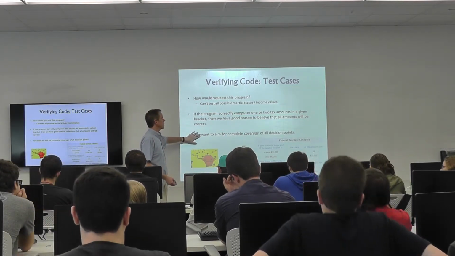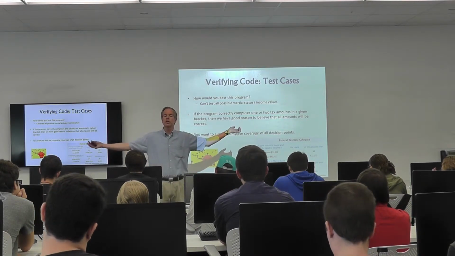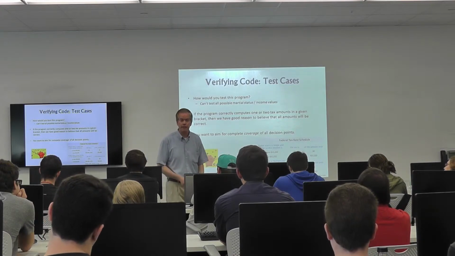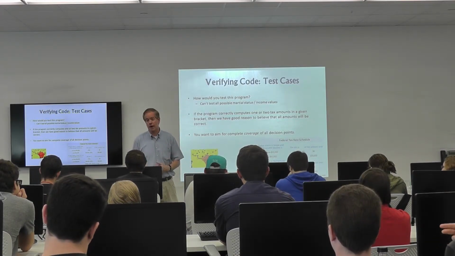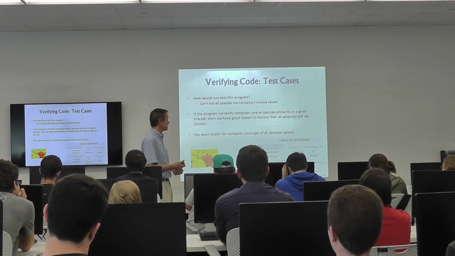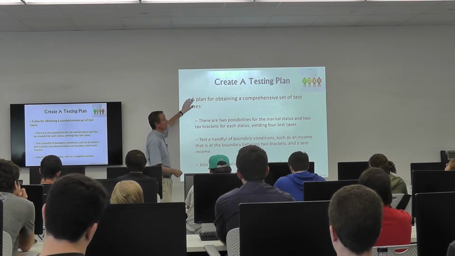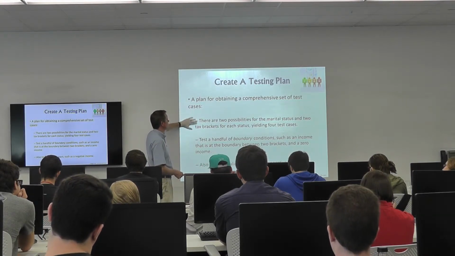Okay? But here's the trick, and it's the magic word, coverage. We want to make sure that we have good coverage. So when we pick our test cases, we pick what values we're going to test our tax program with. We want to make sure that those are the values that are most likely to break. All right? So that's going to be the key thing there. We need to come up with a testing plan if we want to test our code. So we want to have a comprehensive set of test cases.